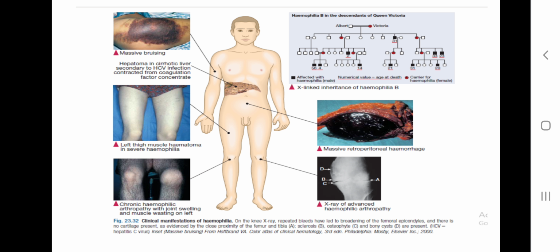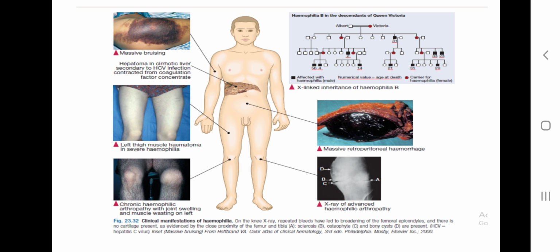That X-ray shows synovial hypertrophy, and you can see that there is no space between the bones. So the cartilage is absent, and this is called hemophilic arthropathy. This is chronic hemophilic arthropathy with joint swelling and muscle wasting. The recurrent hematomas and hemarthrosis result in deformities.